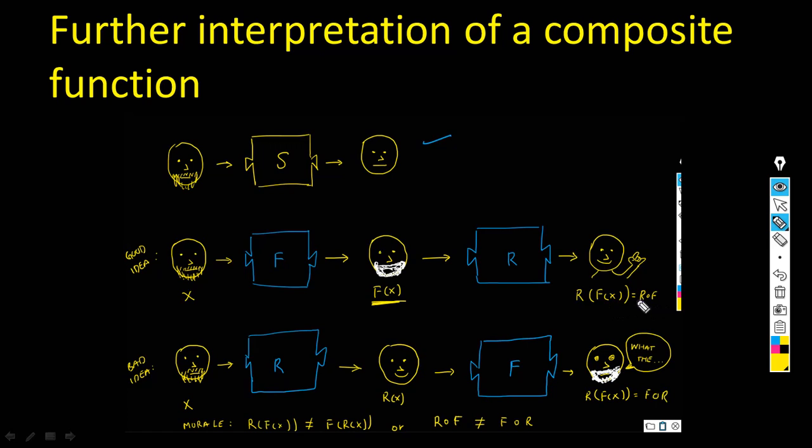I'm sorry, r circle f. You see, this is a composition of functions, guys. What I'm trying to explain to you is that a composition of functions is creating a new function. Okay, s, this is s, right? All of this is s. S is the composition of f and r.